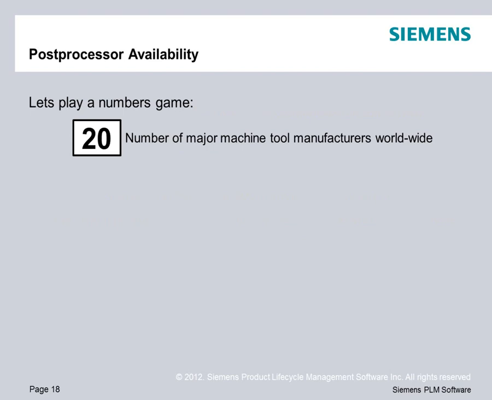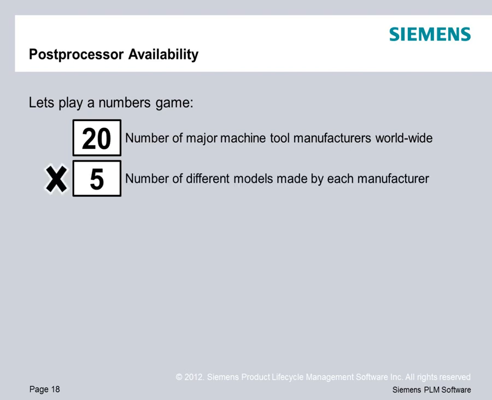Let's play a little numbers game. Let's say that there's 20 major machine tool manufacturers worldwide. There's actually more than that, but we'll say 20 just to make it a nice round number. And let's say that each year, each of those manufacturers develops and sells 5 different models. Now, some of these are revisions from previous year's models, and some manufacturers sell more, some sell less. But let's say on average that there's 5 different models that they make.